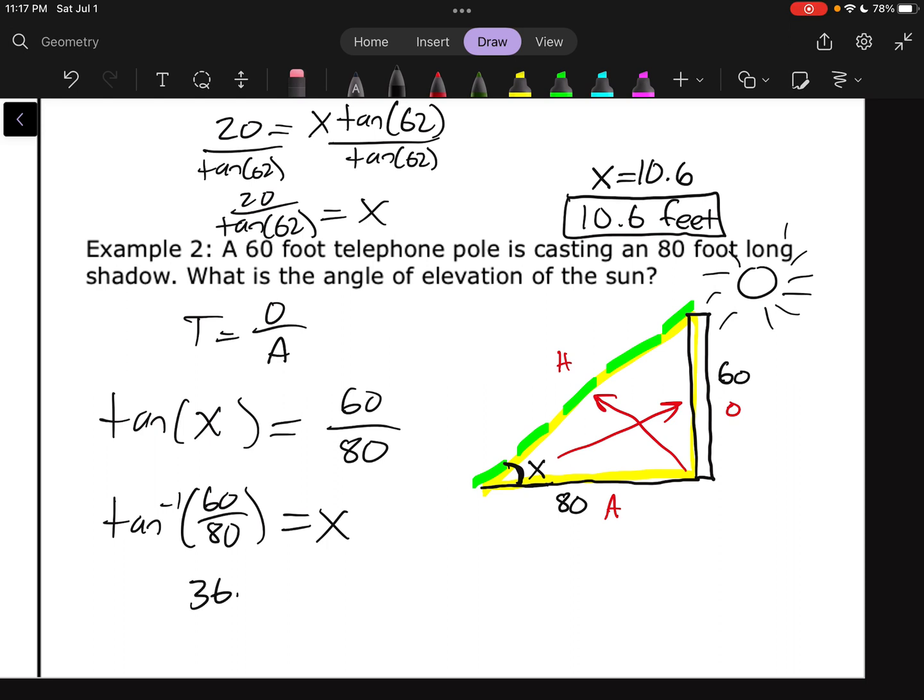And I'm going to get 36.9 for my x. So what is the angle? The angle is 36.9 degrees. That is the angle of elevation.